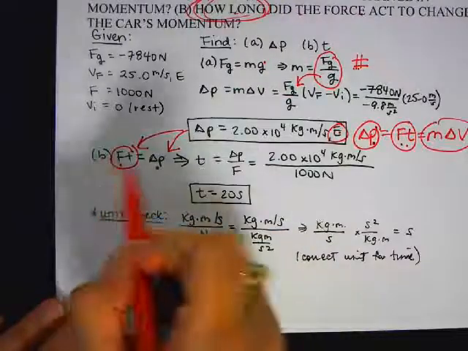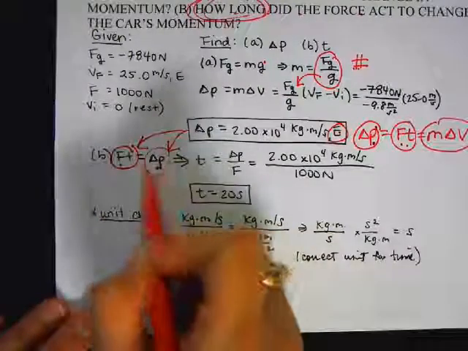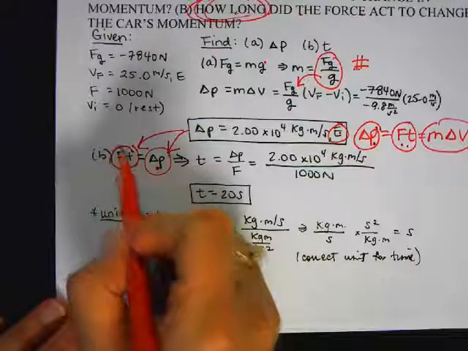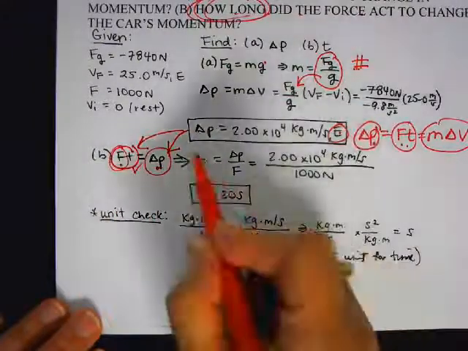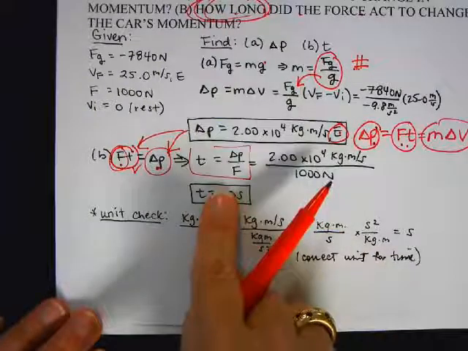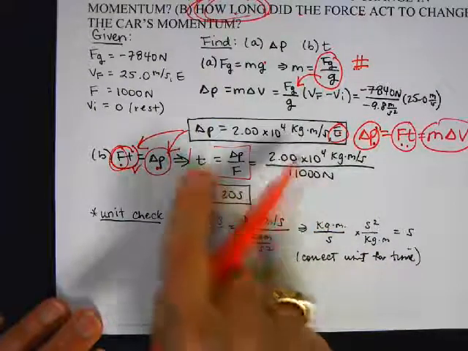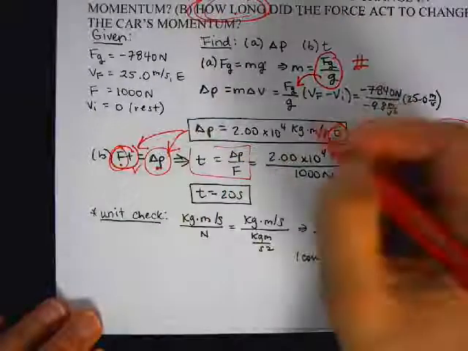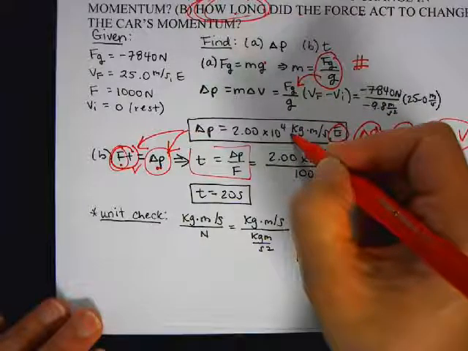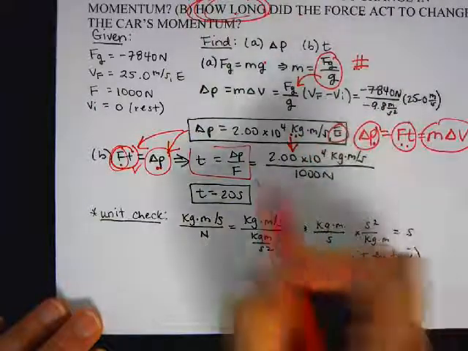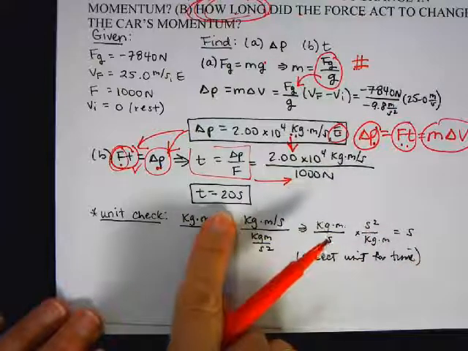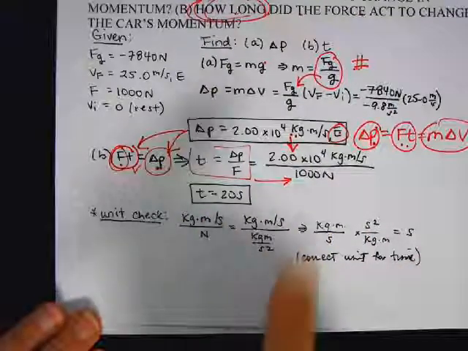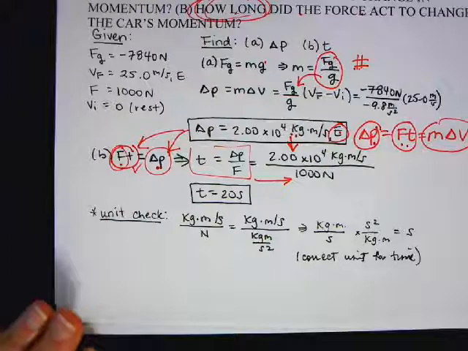So Ft is equal to delta P. So this I know. This I know. And now I want to find the time. So I rearrange the equation to solve for the unknown in terms of the known. Time is equal to delta P over F. I use the answer for part A, and then the force is 1,000, and then I find the time. Now again, if we want to check our answer, I carry our units through to check them.